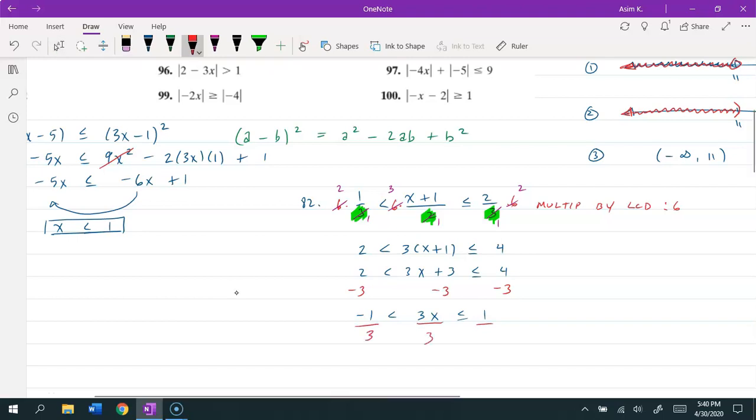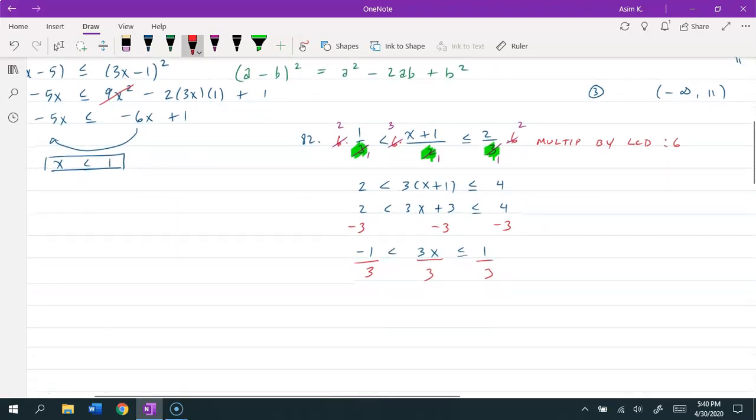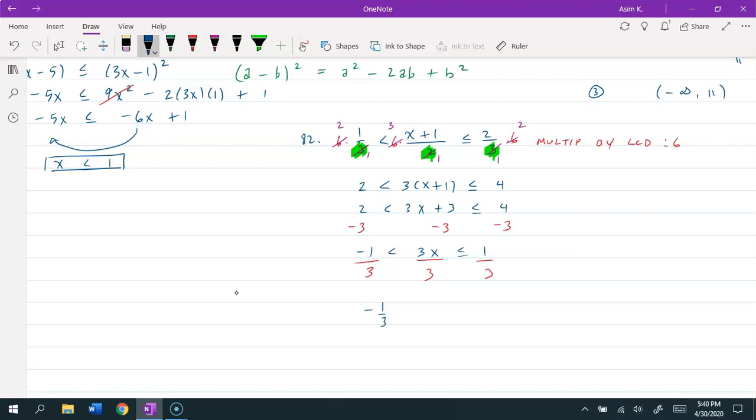So when you divide everything by 3, you'll end up with negative 1/3 is less than x is less than or equal to 1/3. Now I just want to remind you that negative 1/3, where is that on the number line? It's between 0 and negative 1, whereas positive 1/3 is between 0 and positive 1.